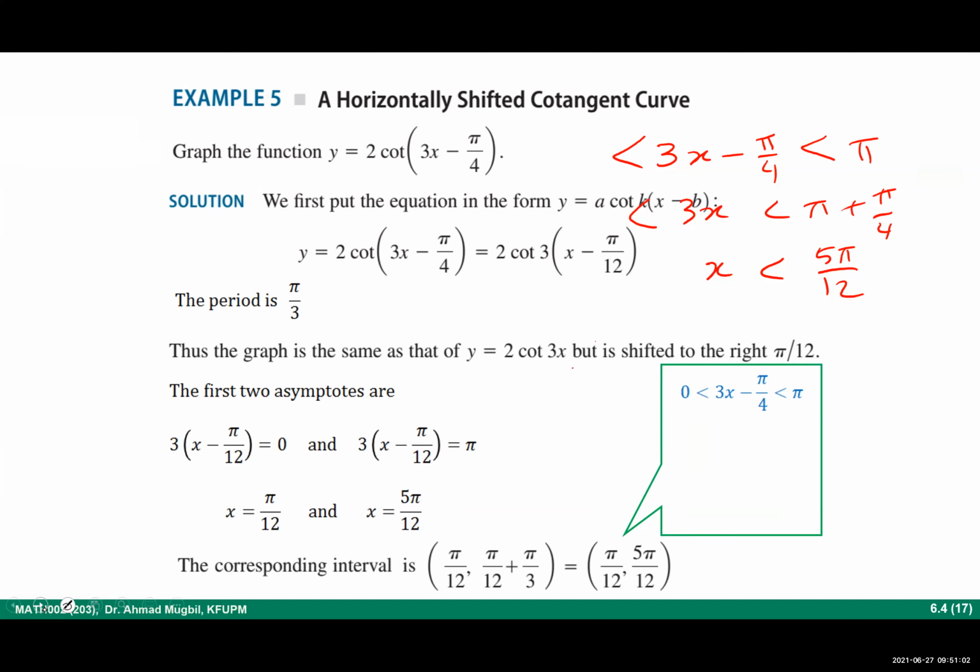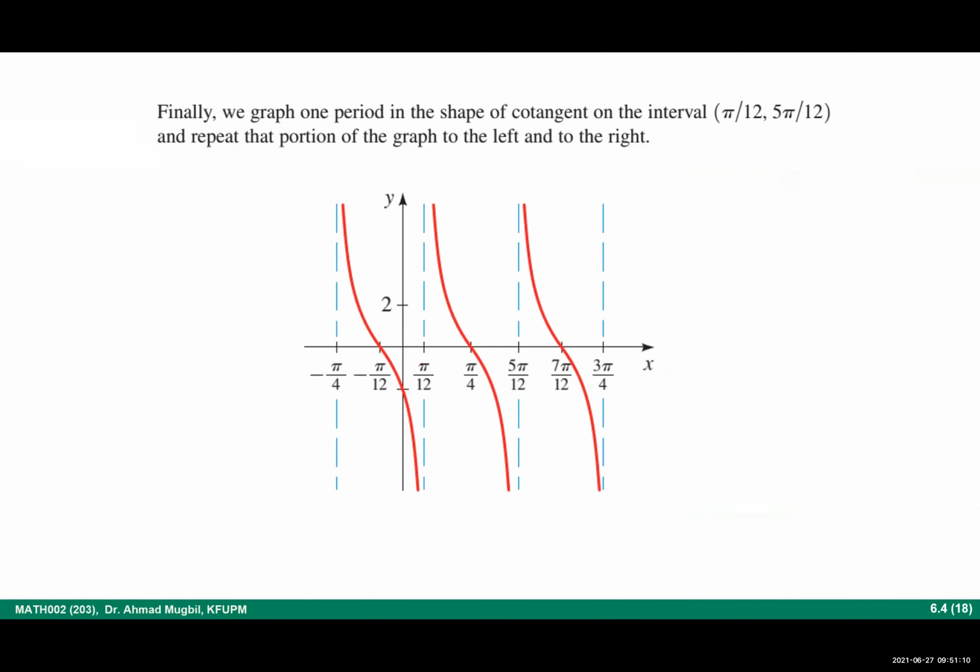Again, this is the method that I show you. Now you will sketch the graph between these two vertical asymptotes. Now these are the two vertical asymptotes. This is pi over 12 and this is 5 pi over 12. Now this is the first part. How to continue doing the next part? Add the period. What is the period of this function? As we did, it is pi over 3.